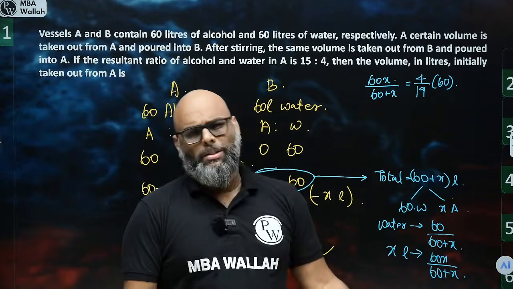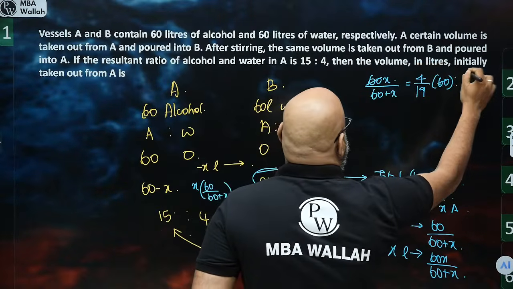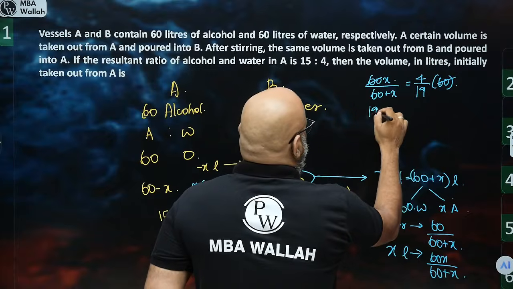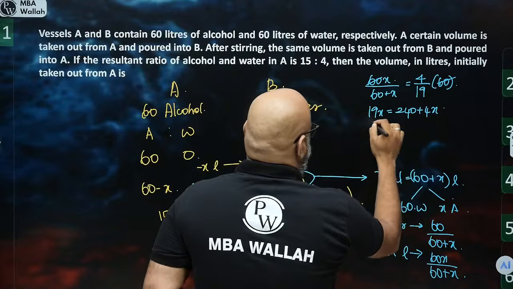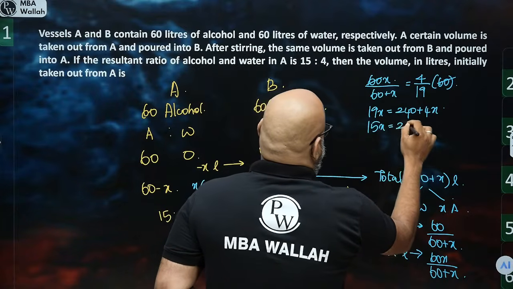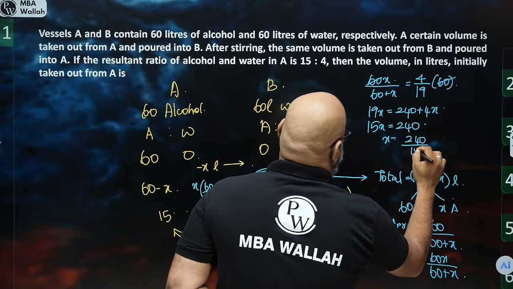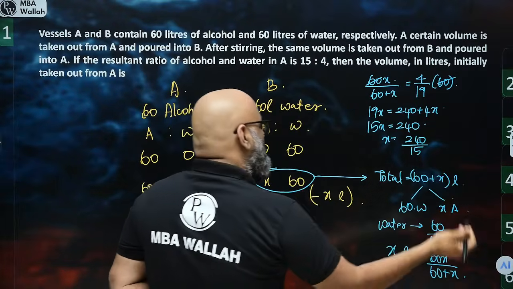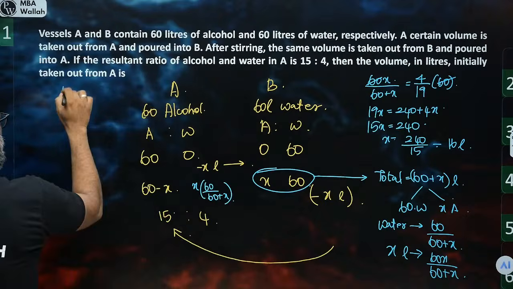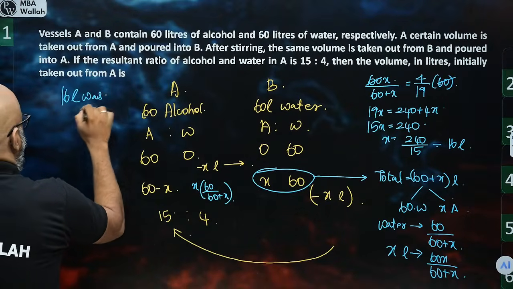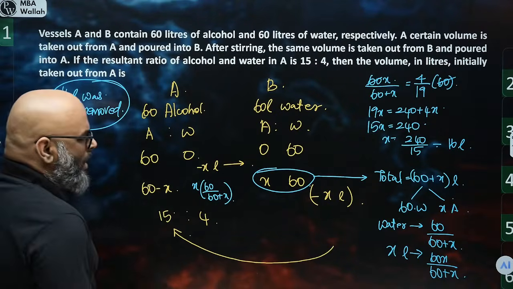We solve for this, I have my x value. That's all. So cancel this out. This gets cancelled over here. So you'll have 19x is equal to 240 plus 4x. Bring this here. 15x is equal to 240, or x is equal to 240 by 15. 225 plus 15. 16 letters. So 16 letters was removed. And that will be our answer.